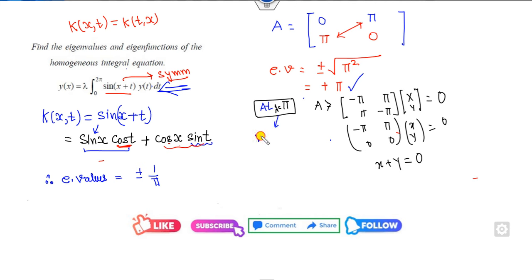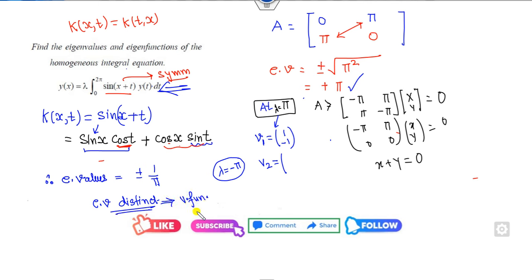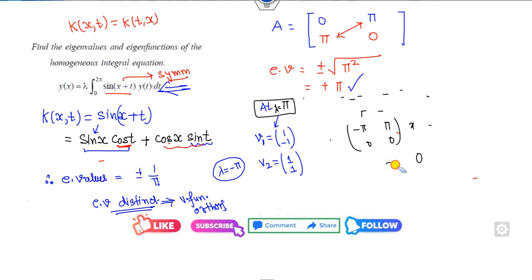So corresponding to this, what is my eigenvector? 1, minus 1. Fine. Now the second one is V2, which is the eigenvector corresponding to lambda equal to minus pi. Or you can write it directly also, because remember the eigenvalues are distinct. Therefore the eigenfunctions are orthogonal to each other. So what are the values of this? You can choose 1, 1, because you can see the dot product will be 0. Or you can take 2 and 2, the dot product is 0. Anyhow, I can find the eigenvector corresponding to lambda equal to minus pi.